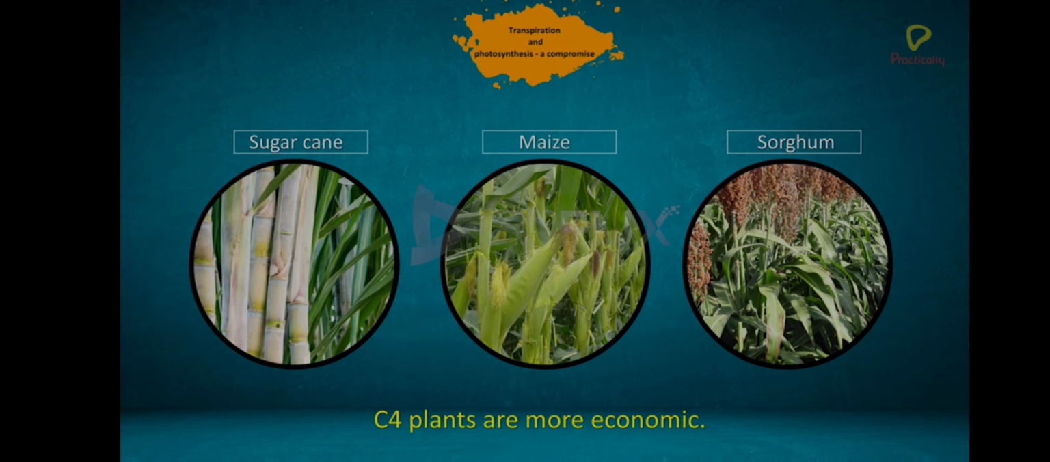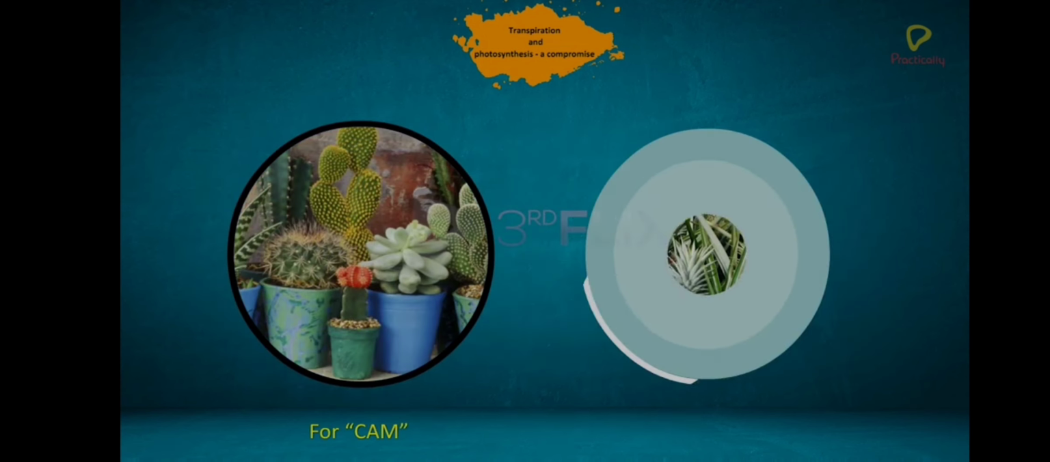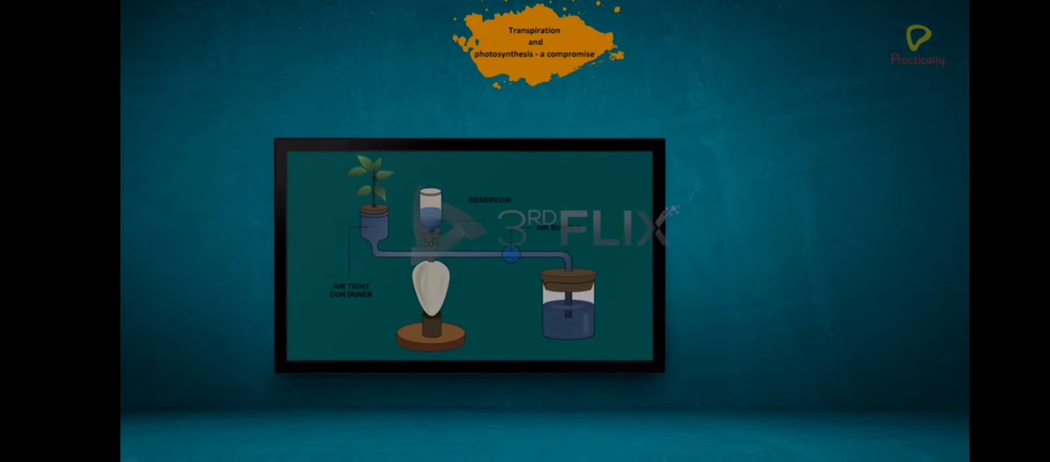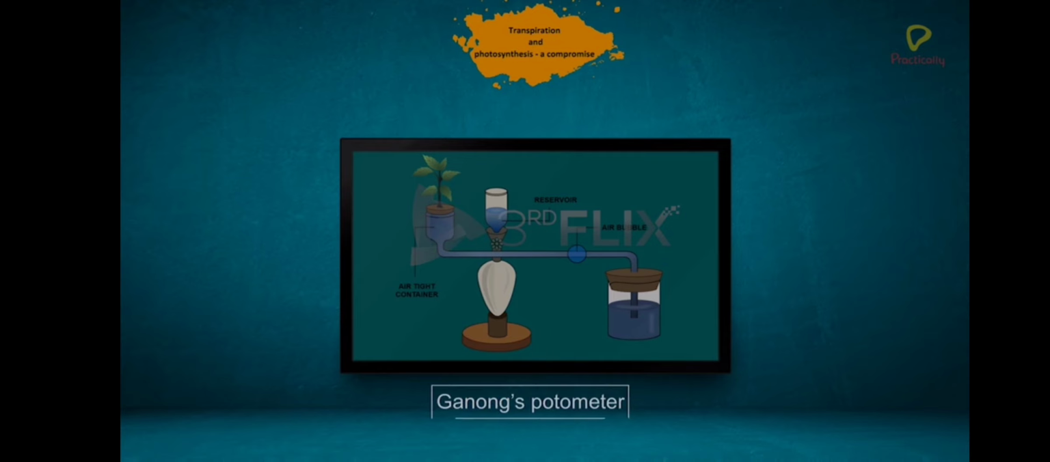They transpire about 300 grams of water for 1 gram of dry matter formed. For CAM plants, the transpiration ratio is about 50, as the stomata are closed during the daytime. Rate of transpiration is measured by Ganong's potometer.